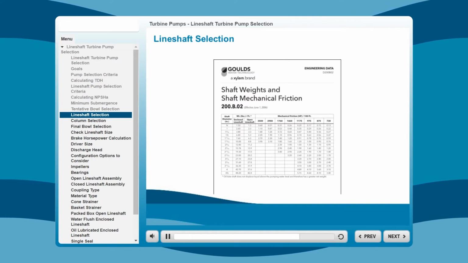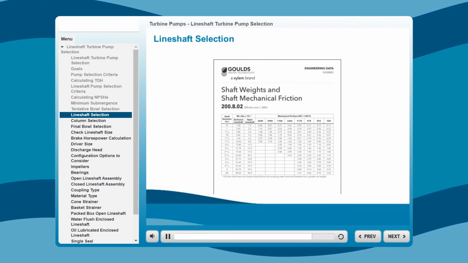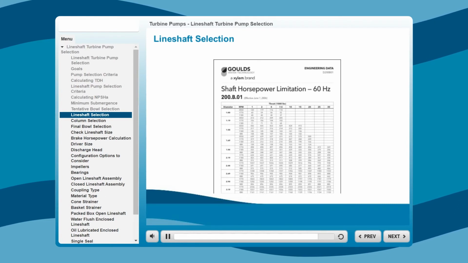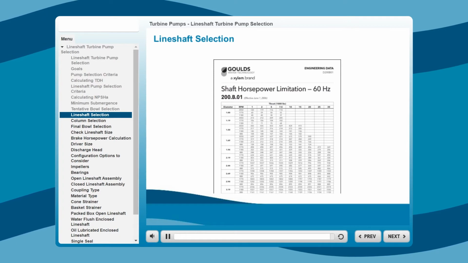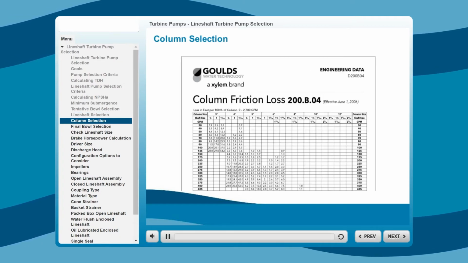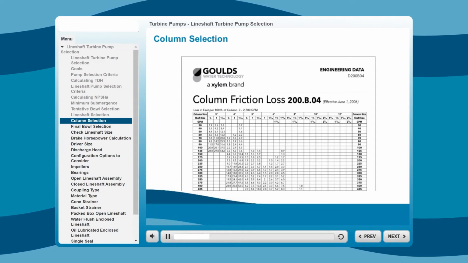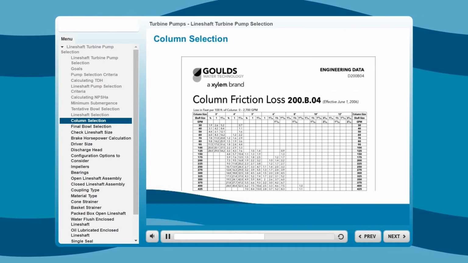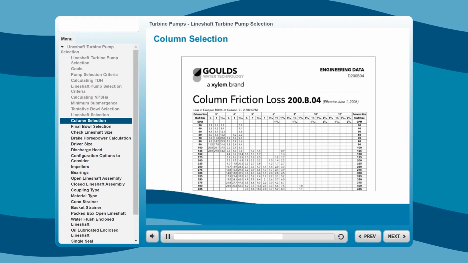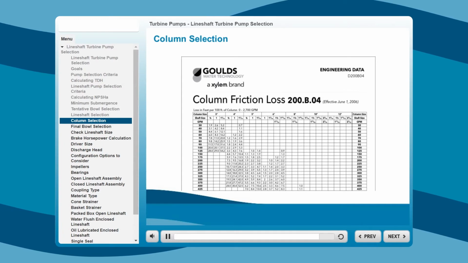Now, add the thrust due to line shaft weight and the hydraulic or K-factor thrust to determine total thrust. Check that the line shaft will take the thrust load from the horsepower chart on page 200.B.01. Next up is the column selection. Select the column size for the required capacity shown on the column friction loss chart found on page 200.B.04. Choose a column with losses of 3 feet or less per 100 feet of column, unless the setting is very short, making column friction negligible.